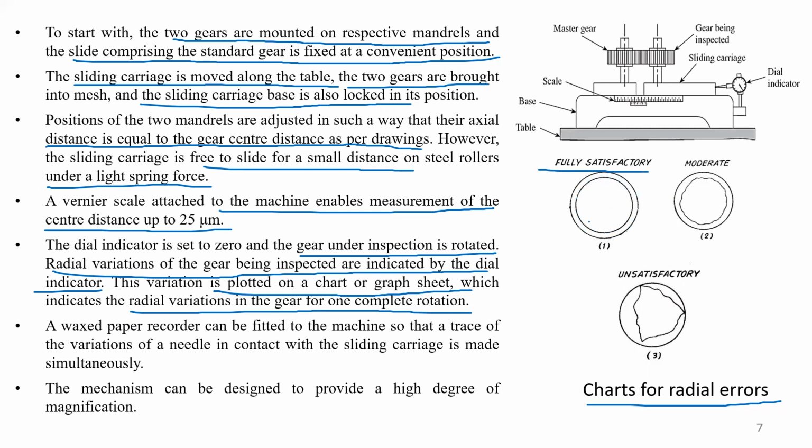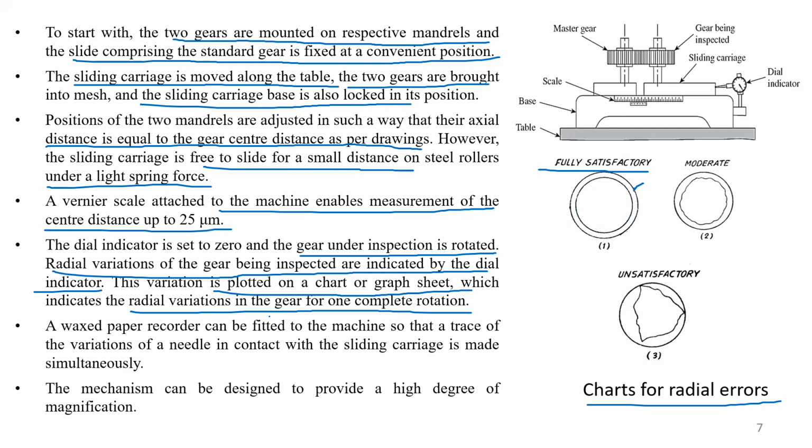So if the radial errors are like this, that means fully satisfactory. If the graph sheet or plot is like this, this is the master gear, right? And the gear under consideration is like this, then the profile is perfectly correct. That means it is fully satisfactory.